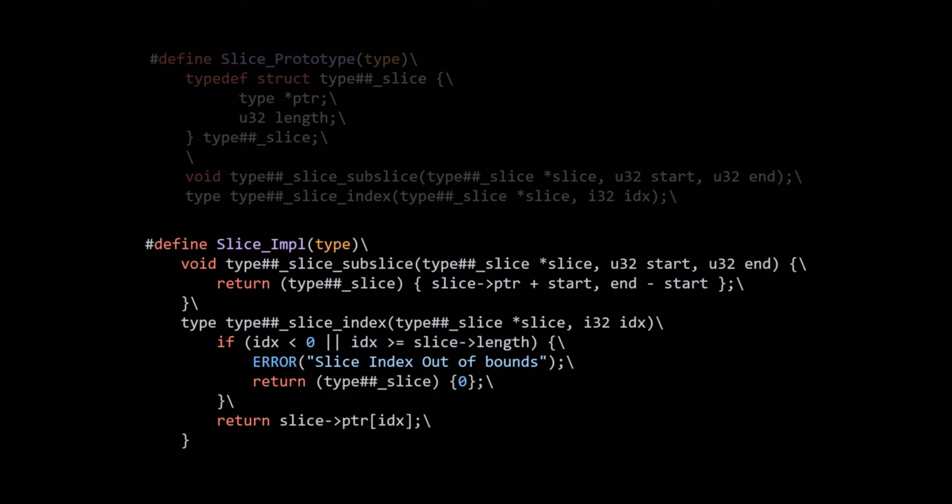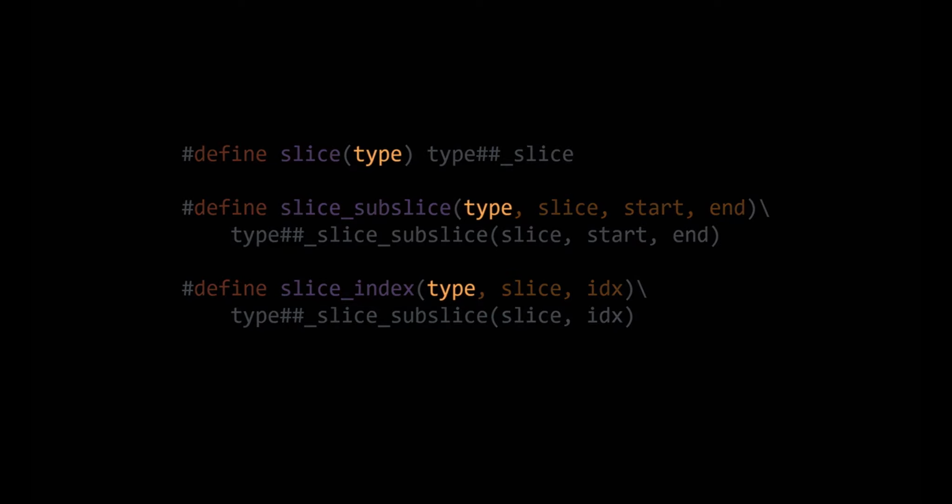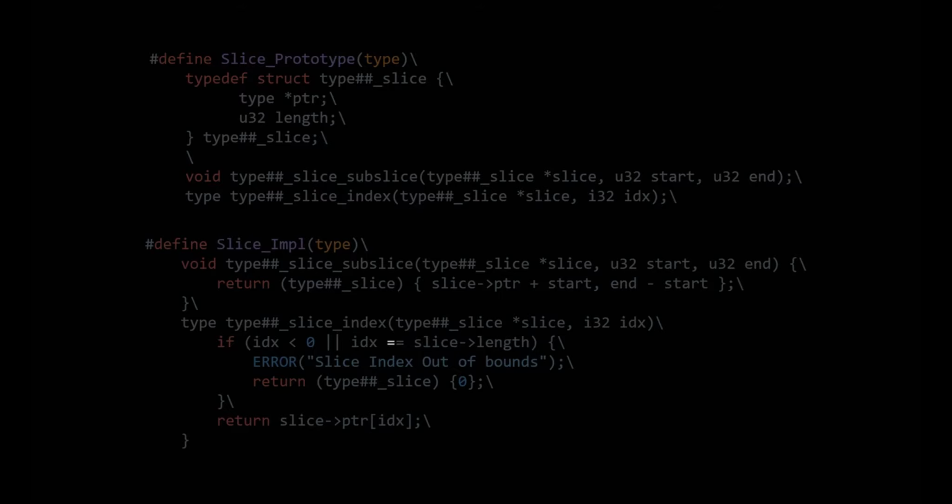Now we can expose some common interface for all slices in the form of some more macros. If you look closely, these macros take in type arguments, which is precisely what most common templates want. The only problem with this approach is fixing the errors you make.